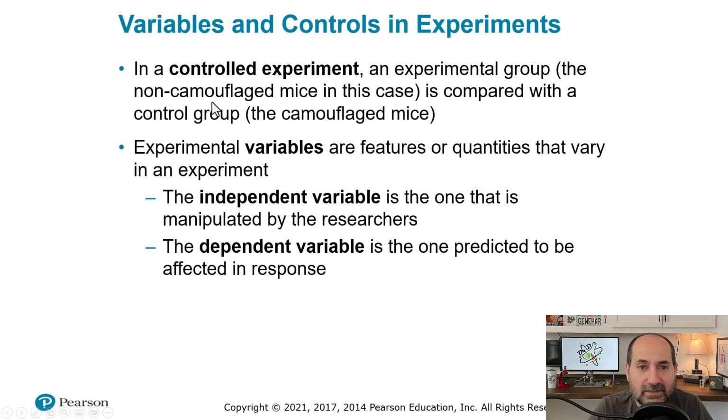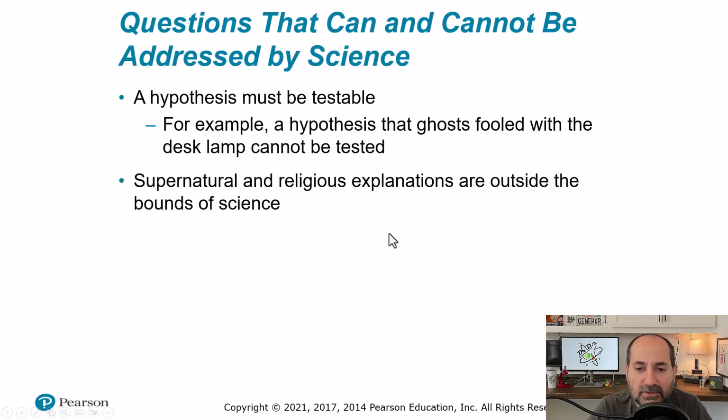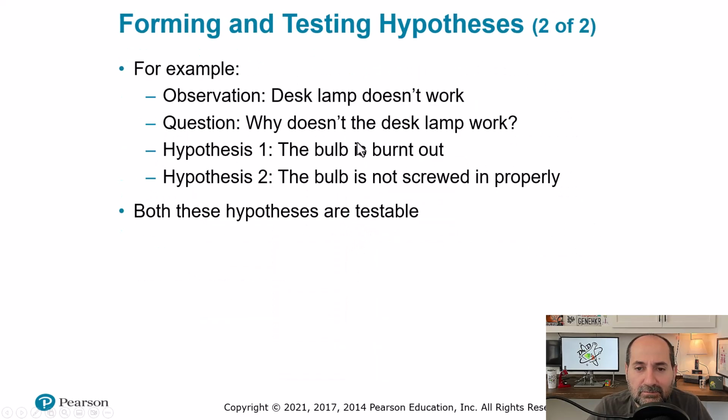Okay. Then we talked about a control experiment. We talked about, this is important, independent variable versus dependent variable. Very important. The independent variable of an experiment is the one that is manipulated by the researchers. So for example, in the light bulb one, if we're testing that the bulb is burned out, then the independent variable would be me putting in a brand new light bulb. Does that make sense? Because that's what I did.